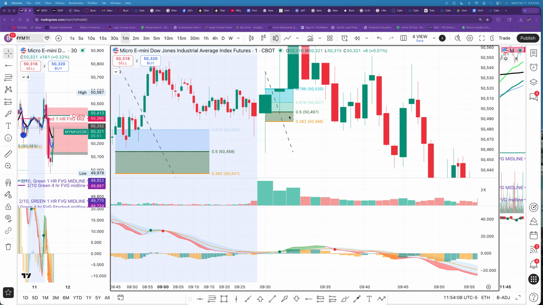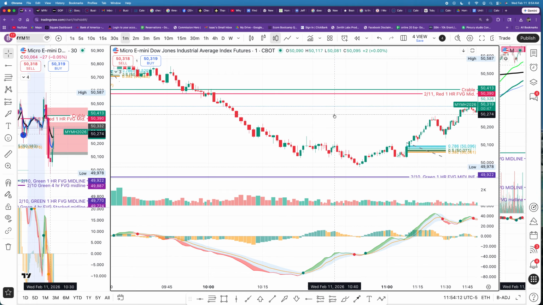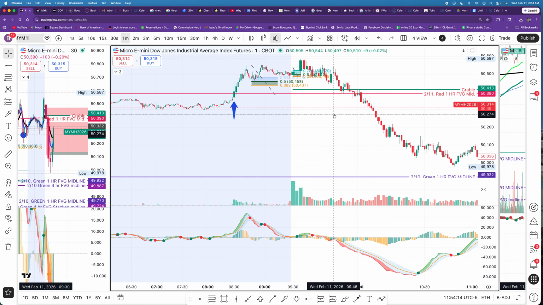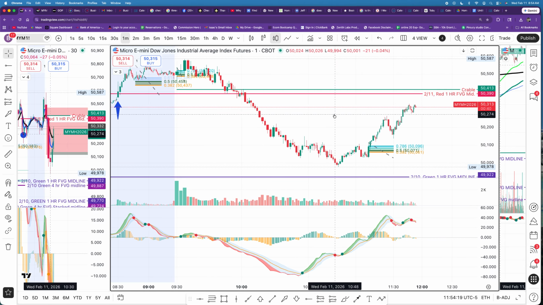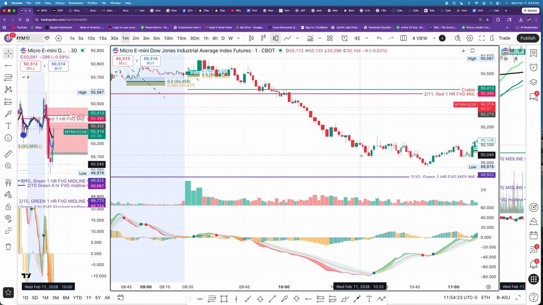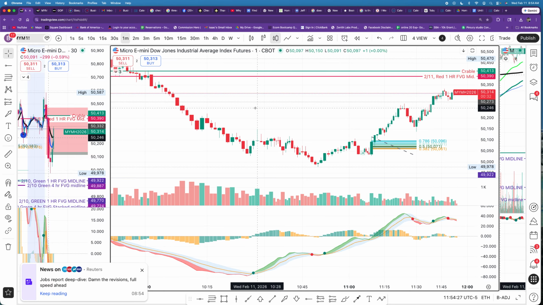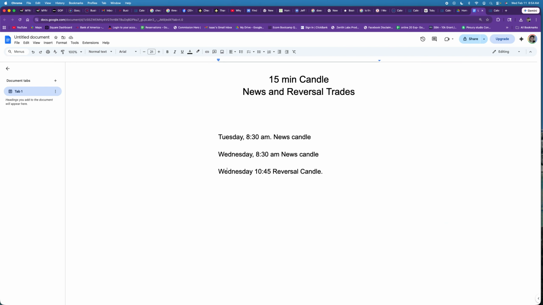And then the final one, which I did not take because I was already done trading for the day, I also took when we were falling later this morning. I managed to grab some bounces. I grabbed this one, I'm pretty sure. So I made a bunch more money. But let's take a look at the final one on the list, which is the Wednesday 10:45 reversal candle.